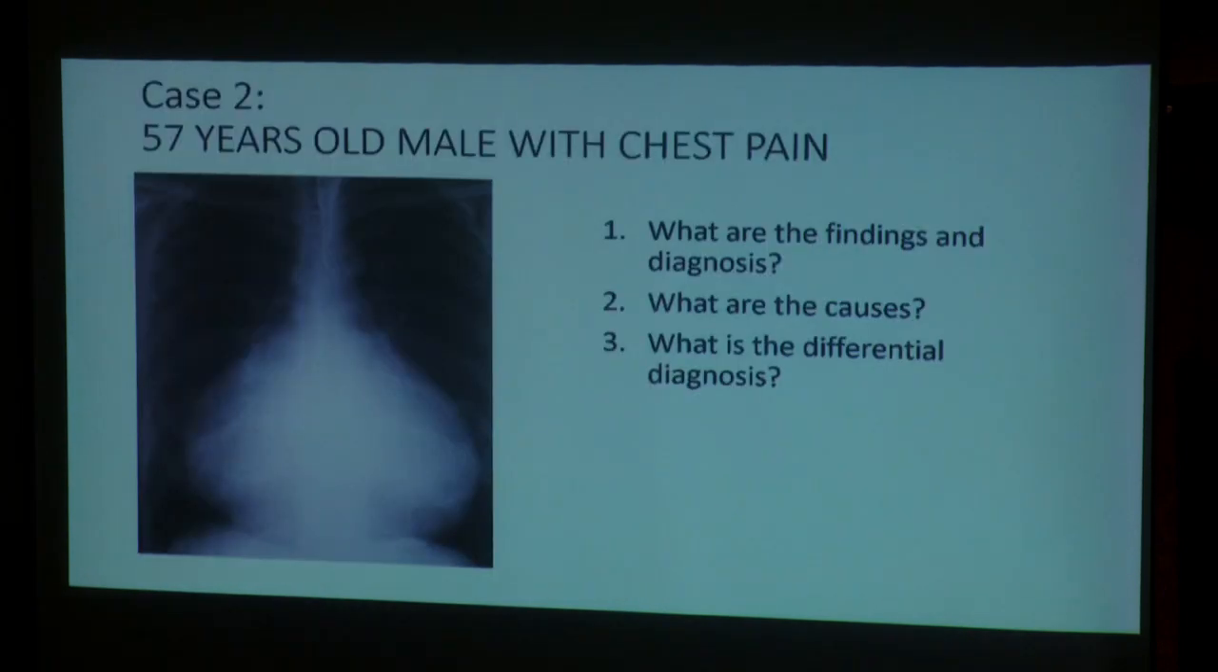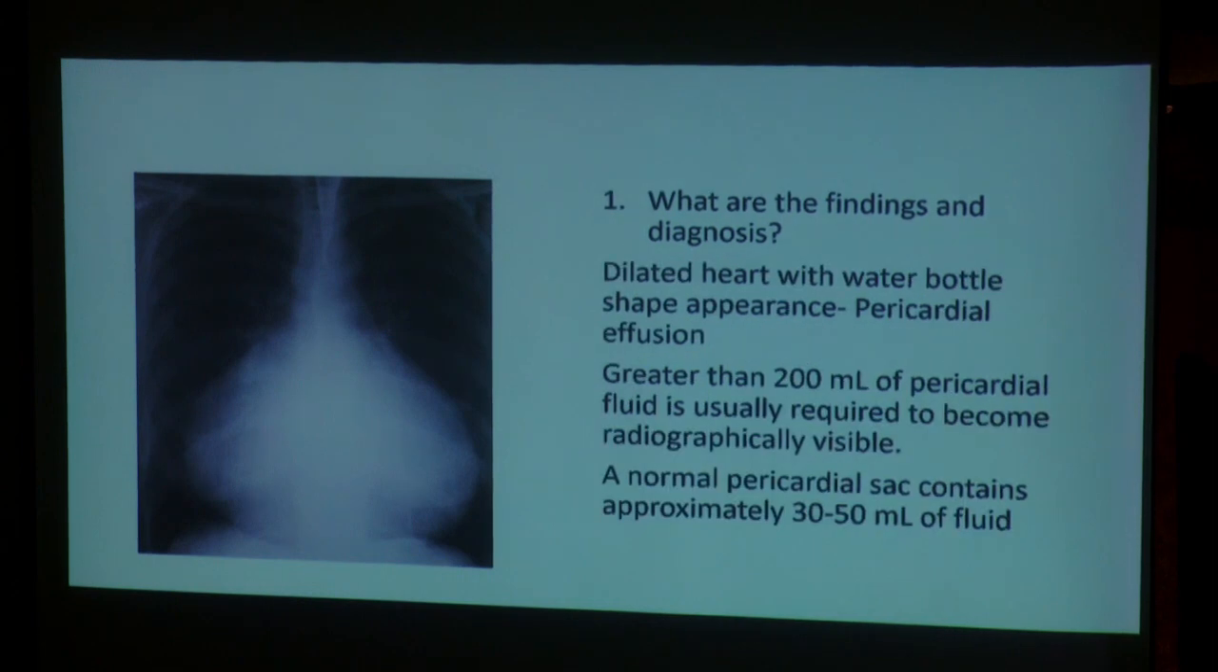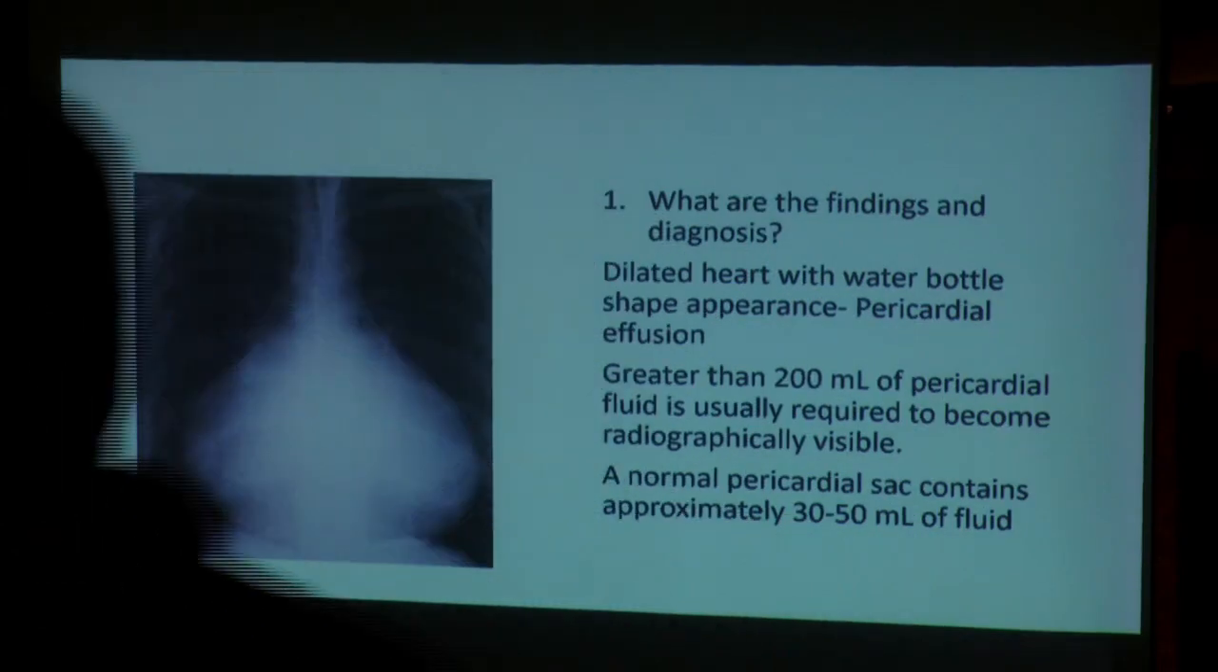Okay. This is a 57-year-old male with chest pain. What are the findings? What are the causes and the differential diagnosis? Pericardial effusion. Why do you say it's a pericardial effusion? Nice. It's a dilated heart with a water bottle shape appearance. It's classical for pericardial effusion.